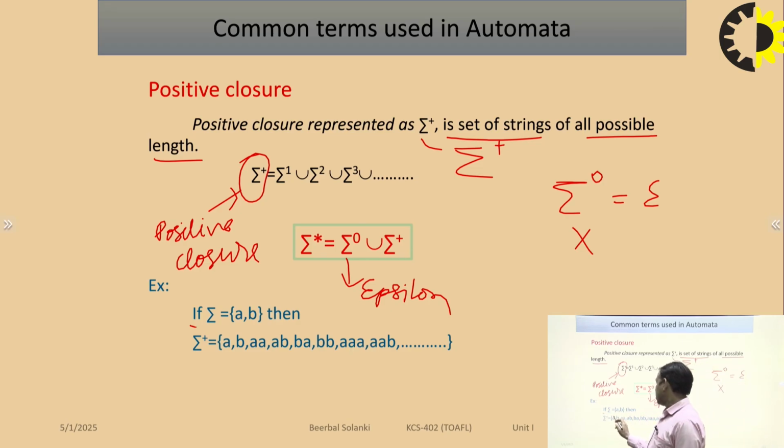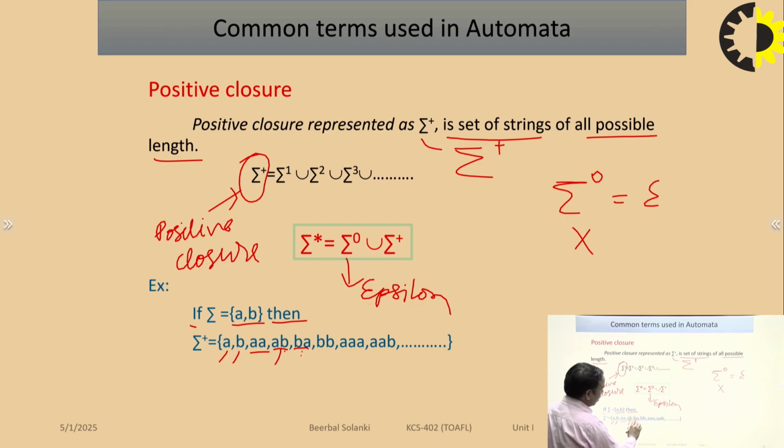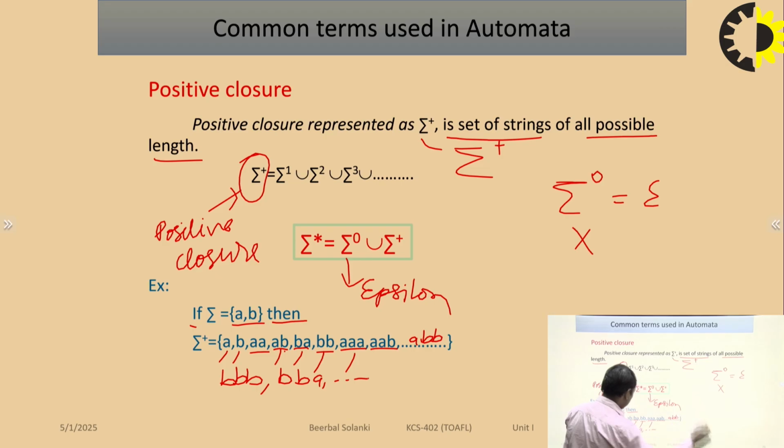Suppose sigma is the alphabet that contains A and B. Then the positive closure of that can be written as sigma plus, containing A, B, double A, A B, B A, double B, triple A, double A B and so on, like A, double B, triple B, double B A and so on. So this is the positive closure.